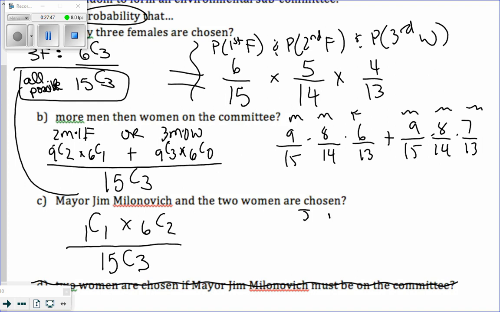Here, it would be Jim, woman, woman. So you've got 1 Jim out of 15, 6 women out of 14, and then 5 women out of 13. How you choose to think about it is entirely up to you. I don't want to influence you on this. It's actually one of the few times in this course I don't want to tell you what to do. I just want to give you options.